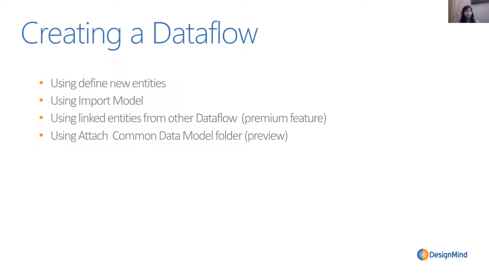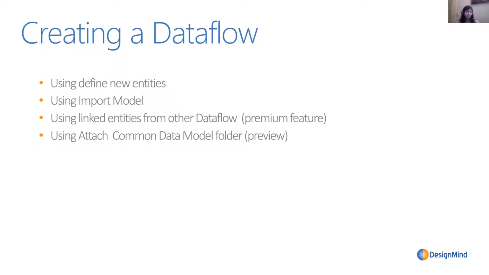And this option is really helpful when you have already created a data flow in a workspace and you want to recreate it or move it to a different workspace. The third option to create a data flow is by using linked entity from another data flow. So this lets you create a data flow by referencing an entity that has already been created in another data flow. And this is a premium feature. So your workspace should come under premium capacity in order to be able to create linked entities.